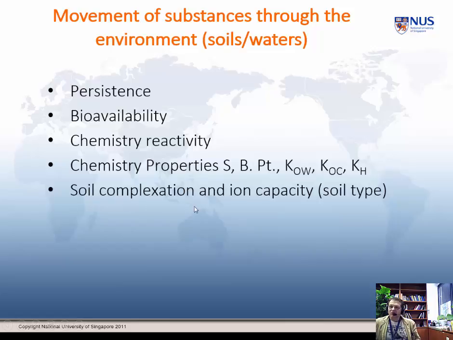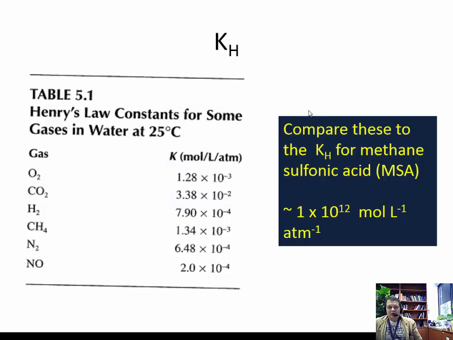So, soil complexation, ion capacity. These are typically the properties which determine what your pollutant is going to do and where it's going to end up. For a moment we'll take one of those, the Henry's law constant, which you remember from your first year. It's the partitioning between the liquid and the gas phase. You need to check the units, but it's the concentration in the aqueous phase divided by the pressure in the atmosphere, so moles per litre per atmosphere.